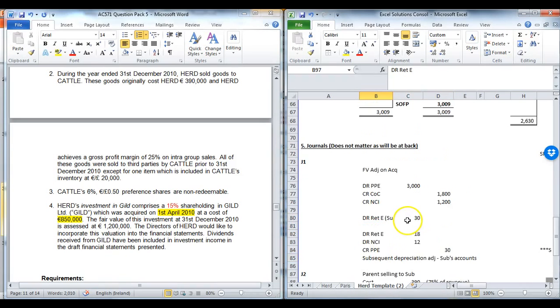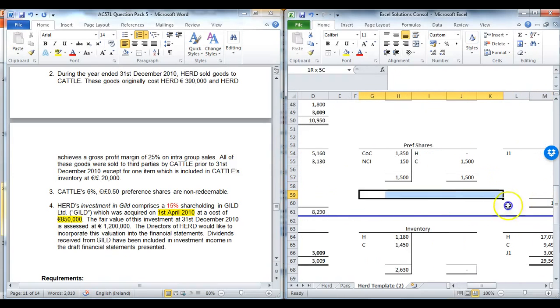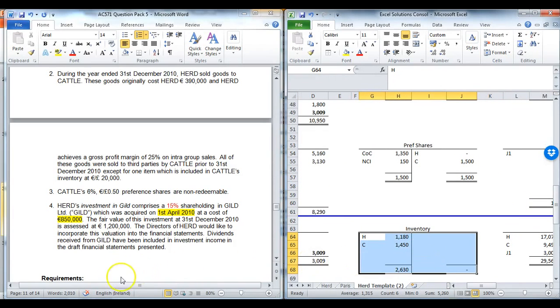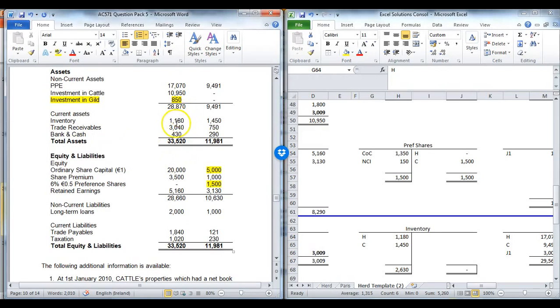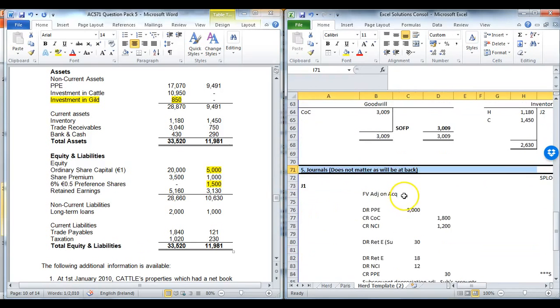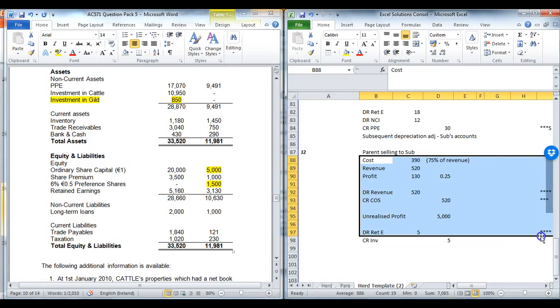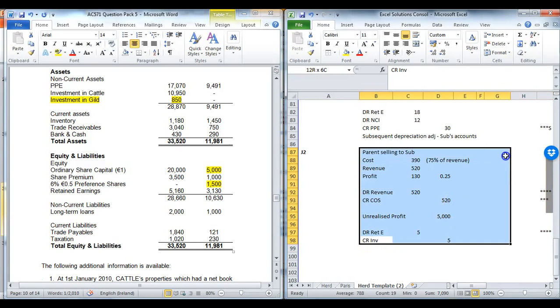So journal 2, debit retained earnings 5, and credit inventory. Again, all I'm doing is opening up a T account. It's 1180 and 1450, and then journal 2, 5. Right, so that's our second element done. And again, the point is the majority of the marks will be going for your ability to figure out the workings and do the relevant journal entries.